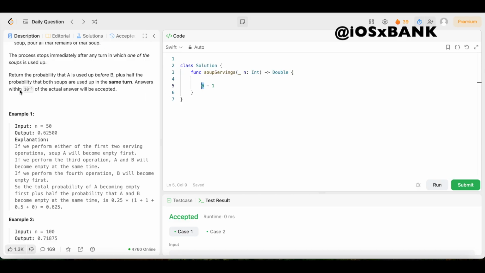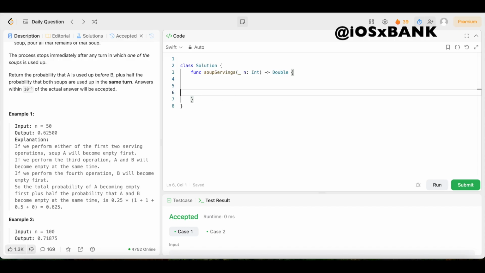And this right here, answers within 10 to the negative fifth power, that just means, like I said, 1 is the highest, right? So say our answer is not 1, but 0.99999. If we put a 1 for that, that will be accepted, because this falls within 10 to the negative fifth power of 1. So that's all that means. Now, let's take a look at these examples.